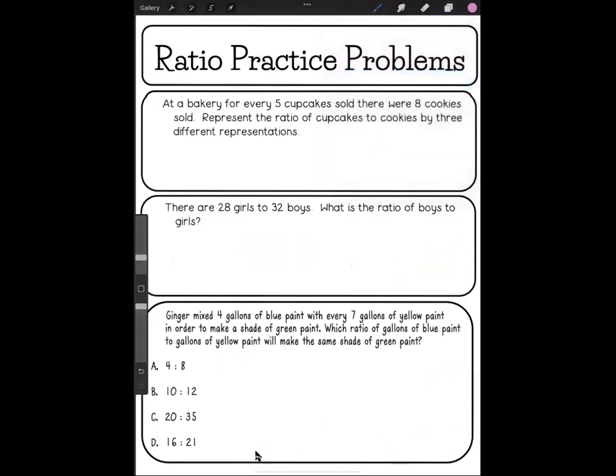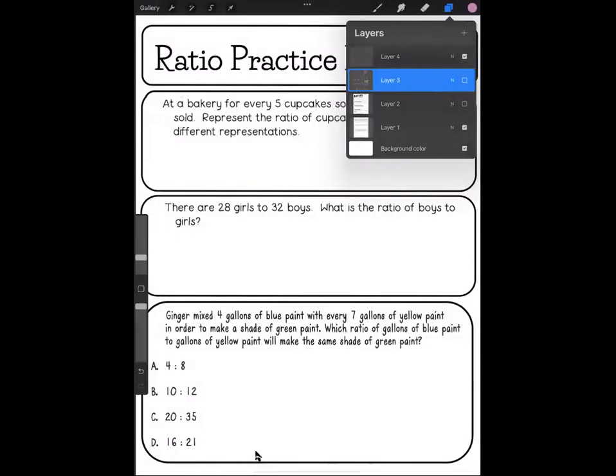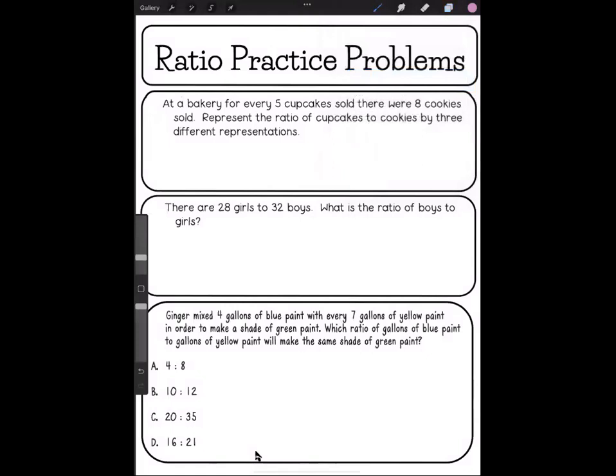The first one says, at a bakery, for every 5 cupcakes, there were 8 cookies sold. Represent the ratio of cupcakes to cookies by 3 different representations. So first thing to do here is to write out the order that they asked, because they could have said cupcakes to cookies. They could have said cookies to cupcakes. They could have said cupcakes to total. There's lots of different options.